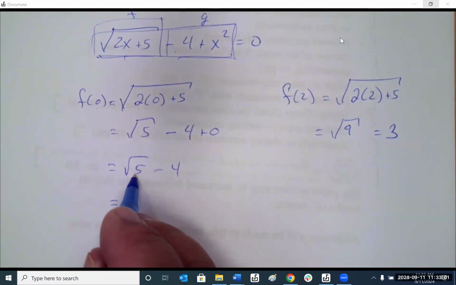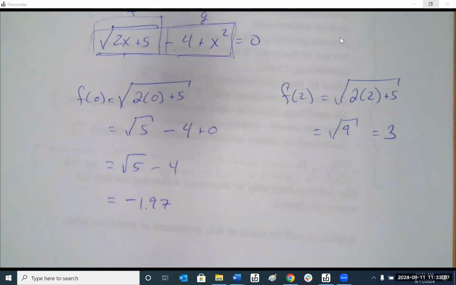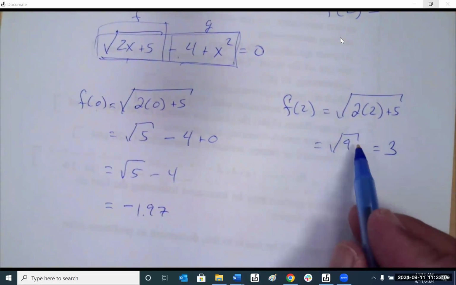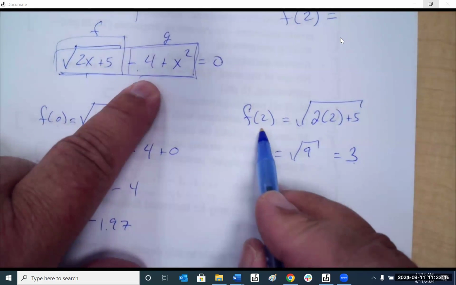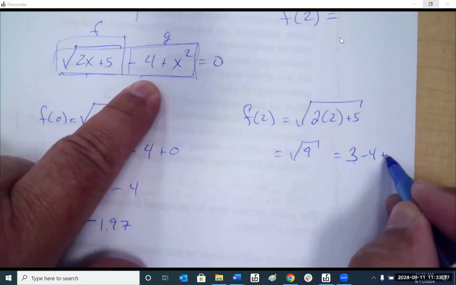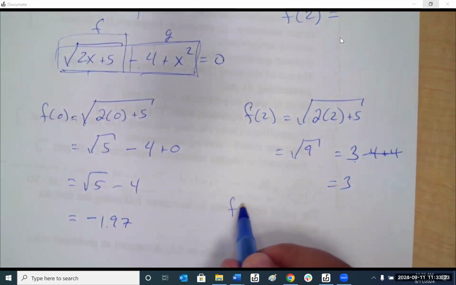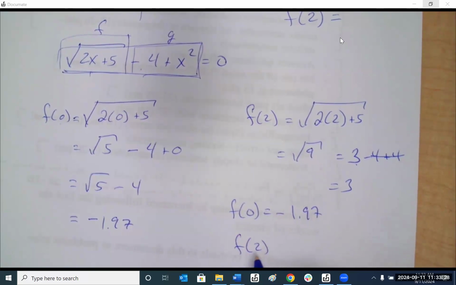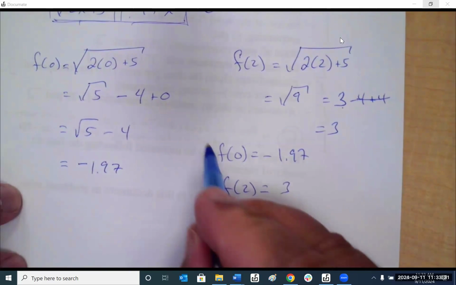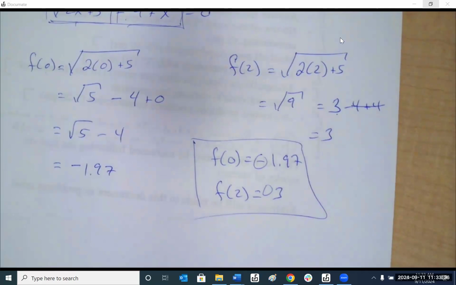Well, yeah, but this has got to be less than 2. So it's negative, let's say it's something less than 2, 1.97. At this one, this part gives us 3. At 2, we have minus 4 plus 4. So those cancel. So that gives us 3. Because the signs are different, there has to be one intersect.